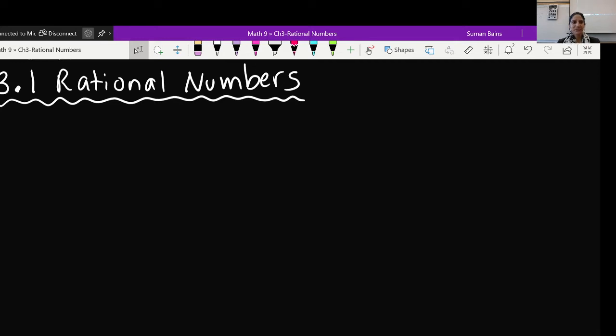Okay, so this is 3.1 rational numbers. Well, we talked a little bit in the first chapter, you know that box that we went through with rational and irrational numbers? Does anybody remember what rational numbers are? Or you could even just tell me what they are not. Like you could tell me irrational numbers instead. Does that make sense? What are rational numbers?